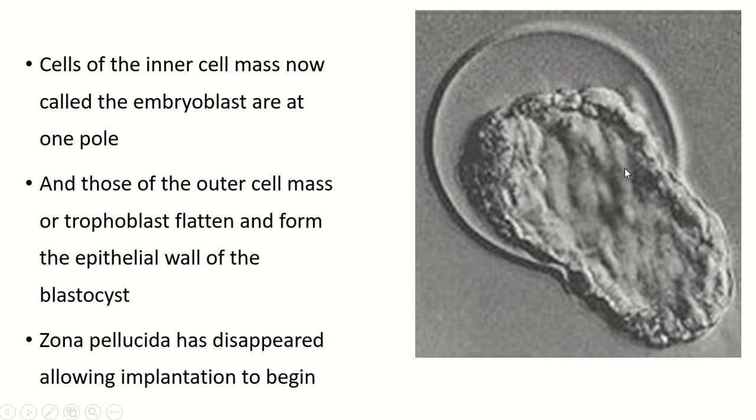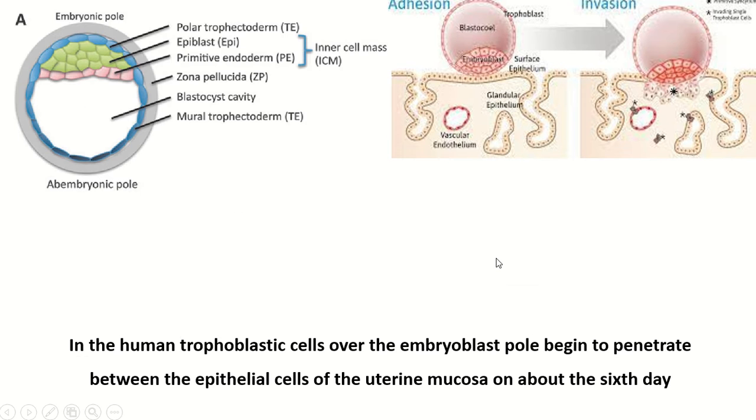This picture shows the hatching out of the blastocyst from the zona pellucida. In humans, trophoblast cells over the embryonic pole begin to penetrate between the epithelial cells of the uterine mucosa on about the 6th day. This is the blastocyst, this is the outer cell mass, this is the inner cell mass, and this is the embryonic pole. So the embryonic pole attaches to the uterine epithelium and implantation starts.